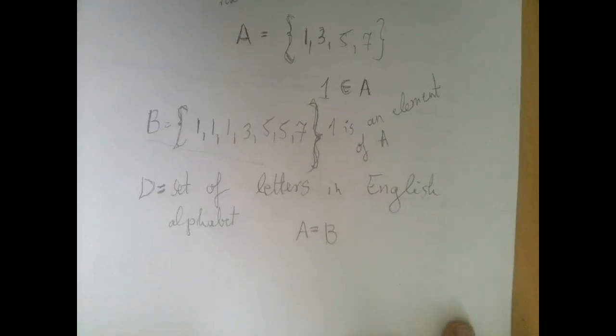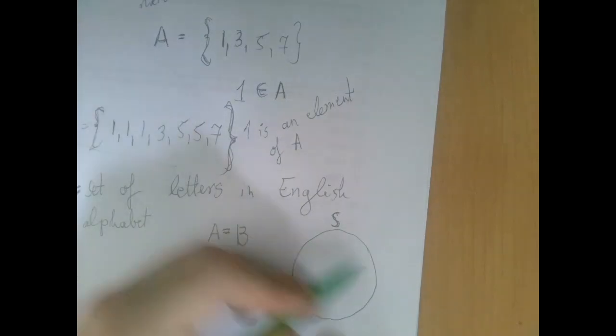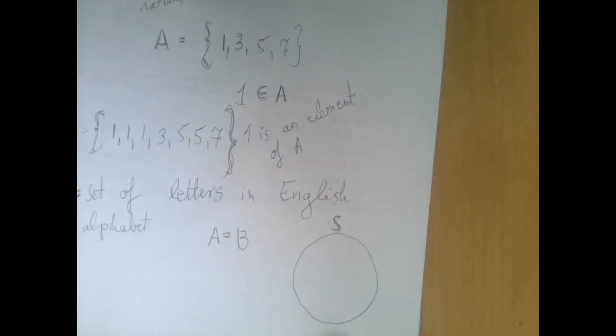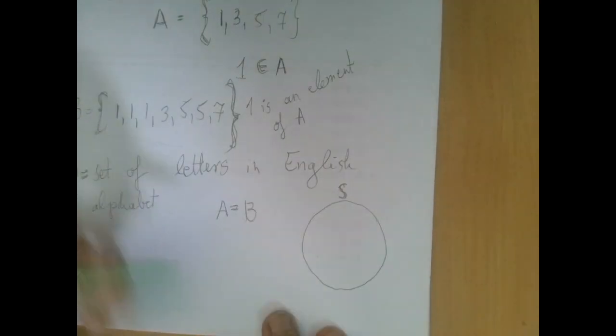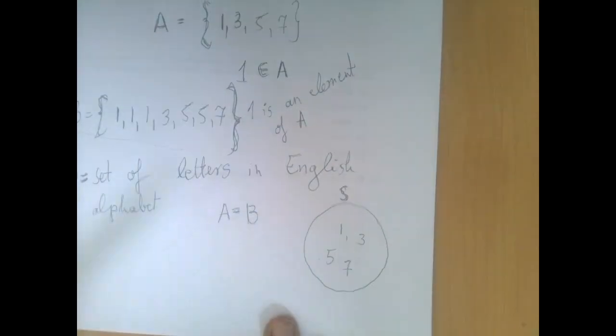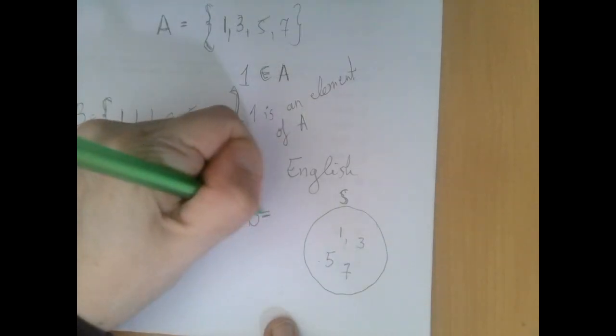There are also sort of visual ways of giving a set. Here is a set S. So we just draw a circle and the stuff that belongs to the set is inside the circle. So this is yet another representation of the same set. So A equals B and they both equal S.